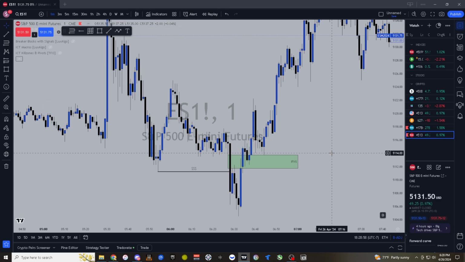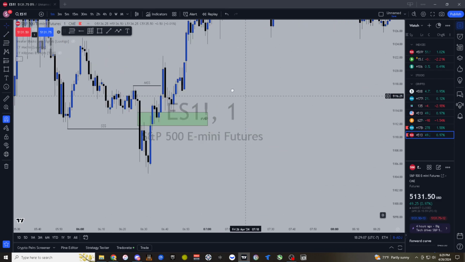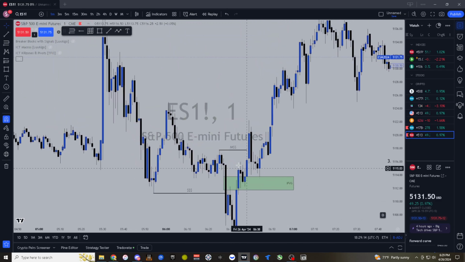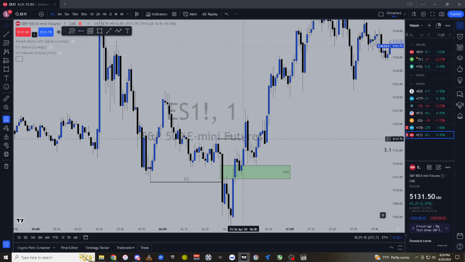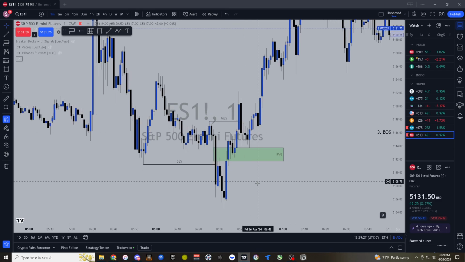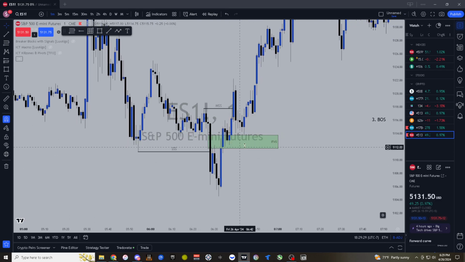that's first. Now, if you want even more confluence, there comes part 3. Step number 3, very simple, break of structure. What does that mean? It means when you get a candle close above a previous high or low. In this case, we close above this high that was formed. There's our break of structure. Okay, and then we pull back into the inverse fair value gap.